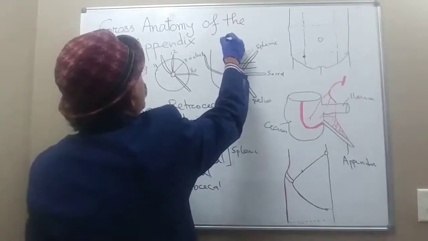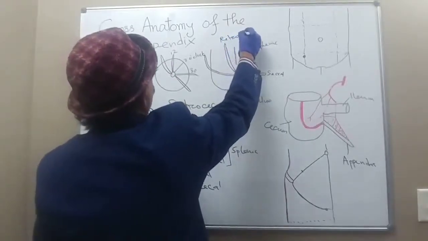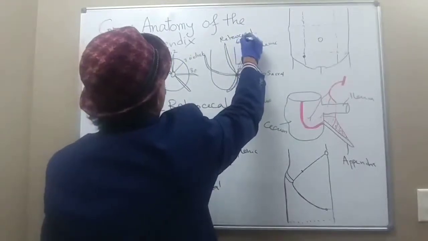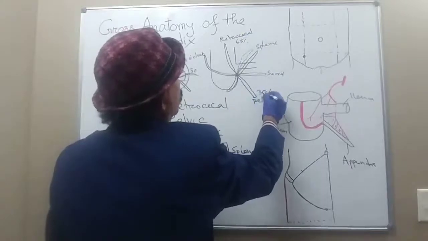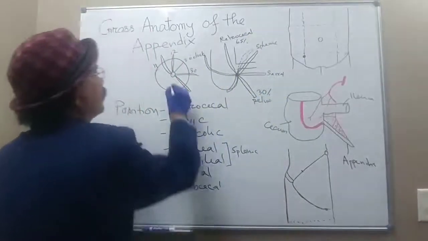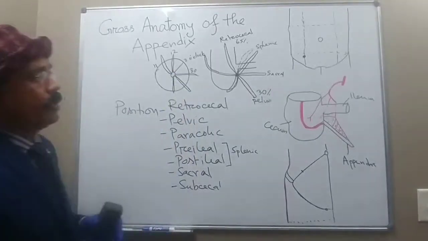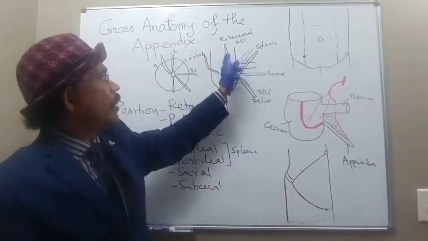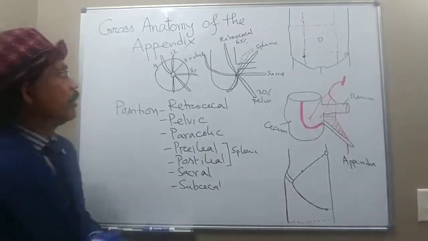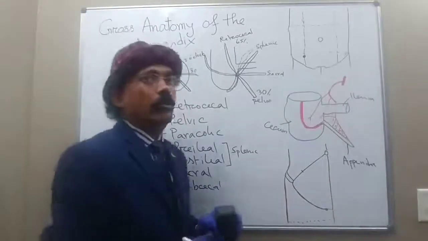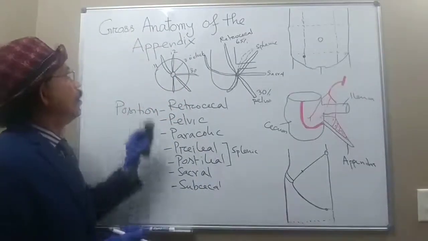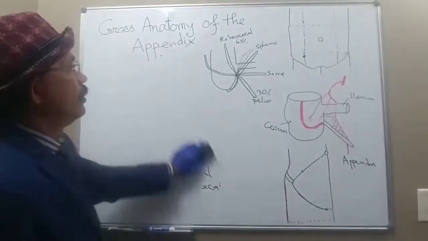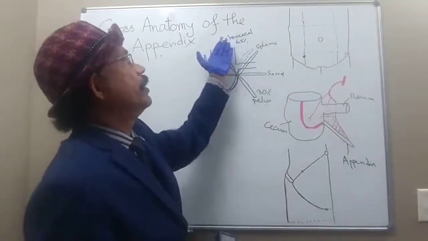Retrocecal is very common, around 65 to 70%. Pelvic is around 30%. Others are small percentages, including subcecal. So these are the positions. The base is fixed, but the position of the tip and body differs. The most common is retrocecal. It is very important to know the position, because the retrocecal part is behind the cecum.